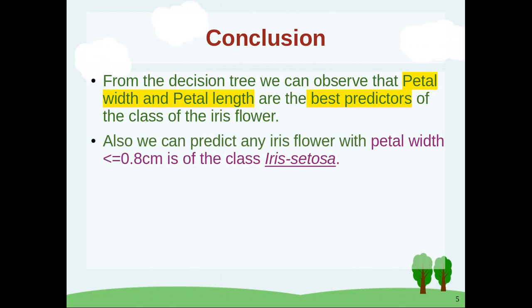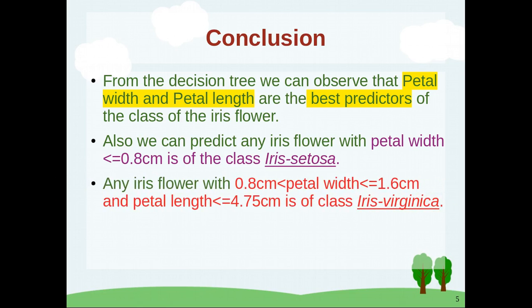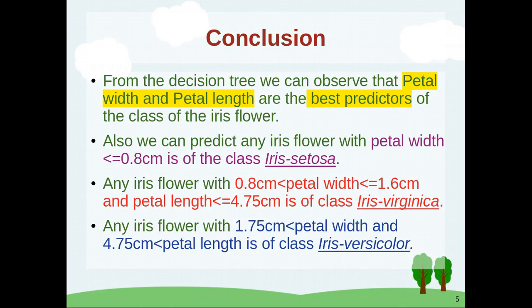Also we can predict any iris flower with petal width less than or equal to 0.8 cm is of the class Iris setosa. Any iris flower with petal width greater than 0.8 cm and less than or equal to 1.6 cm and petal length less than or equal to 4.75 cm is of class Iris virginica. Any iris flower with petal width greater than 1.75 cm and petal length greater than 4.75 cm is of class Iris versicolor. So that was all about the results of analysis. Now let us see the code behind this analysis.